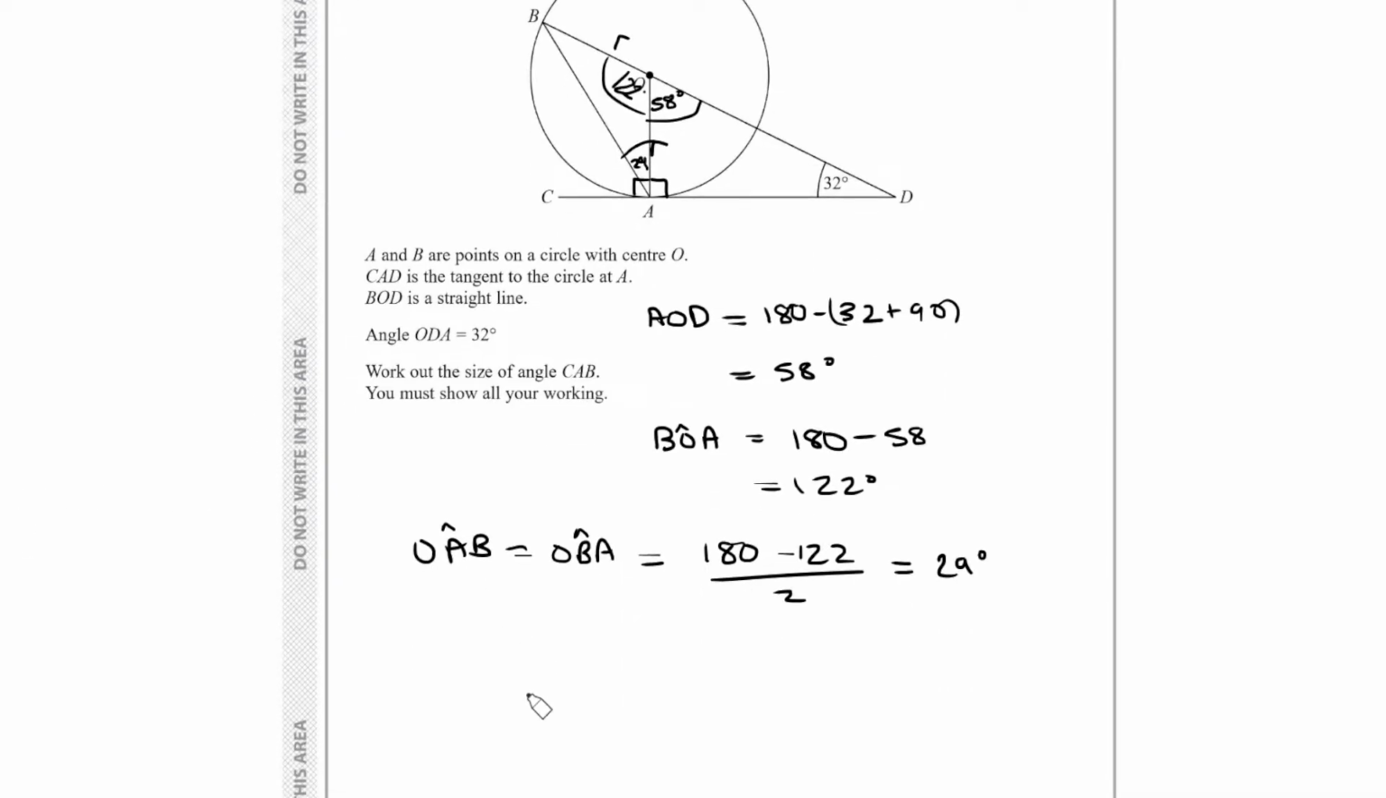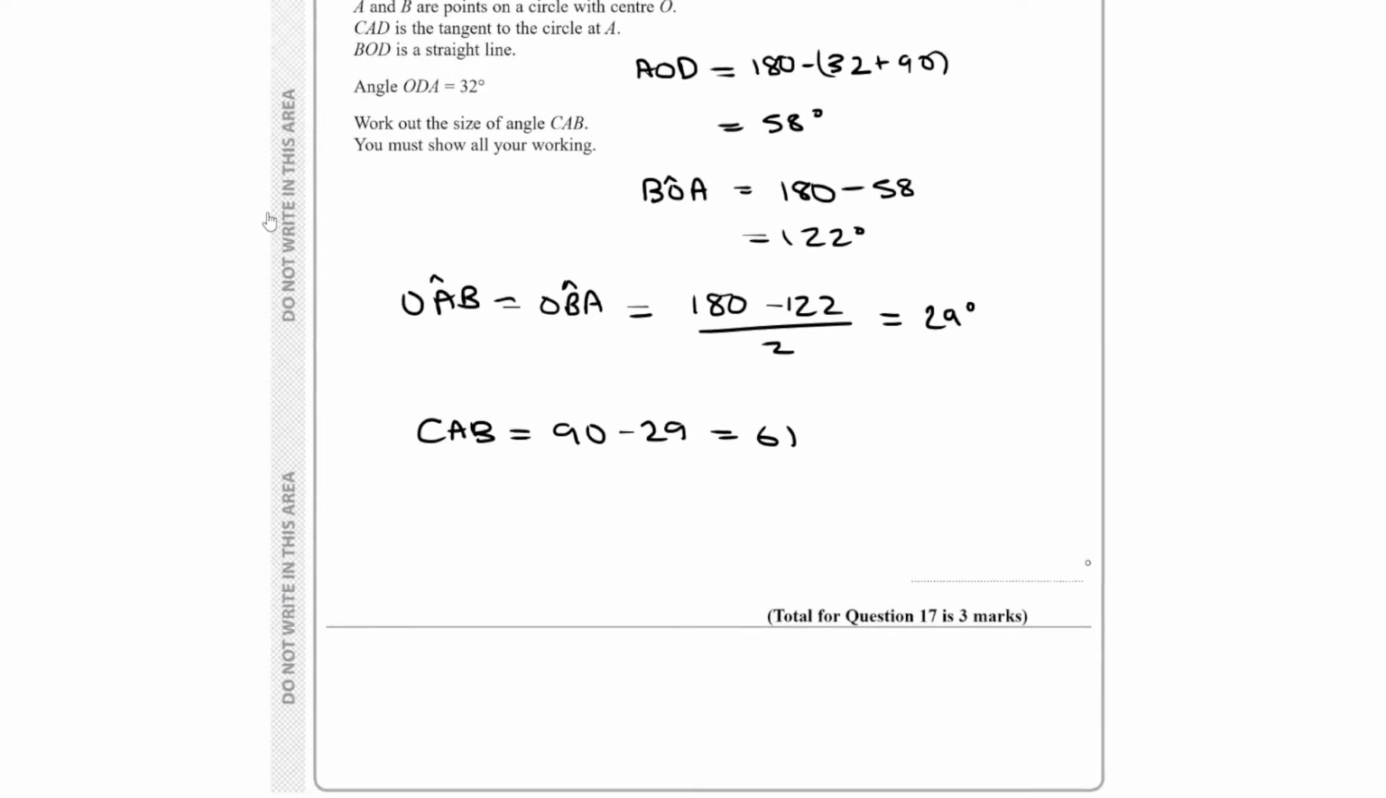So I just did for CAB 90 minus 29, which is 61. So yeah, quite a nice one, that one. Not too bad. 61, don't need to write any reasons. Yeah, this was a lot of triangles and straight lines. There was barely any circle theorems, actually, was it?